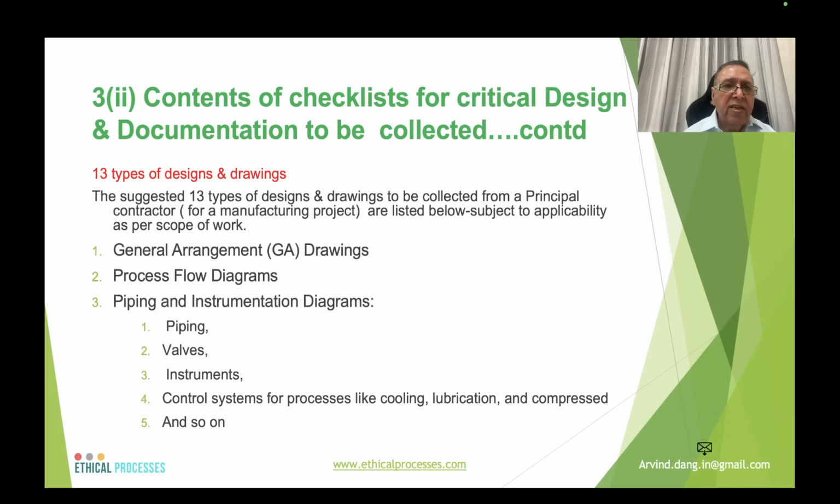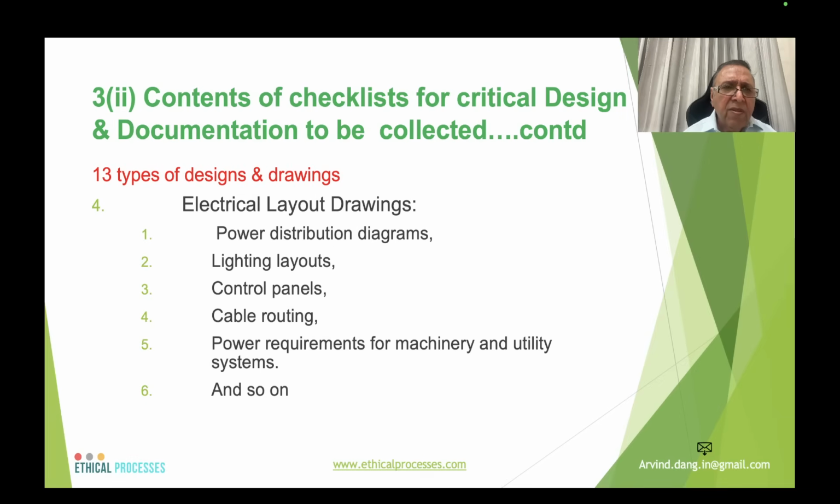Now, 13 types of drawings and designs, again based on my hands-on experience, are general arrangement drawings. This is in the context of the manufacturing project, and similar can be for construction projects. Now, one is general arrangement drawings, process flow diagrams, piping and instrumentation diagrams, piping, valves, instruments, control system for processes like cooling, lubrication, and compressed air, etc., for the equipment for the plant and machinery installed, electrical layout diagrams, power distribution diagram, lighting layouts, control panels, cable routing, power requirements for machinery and utility, etc. These are very important for the subsequent maintenance of the plant and machinery for the project.